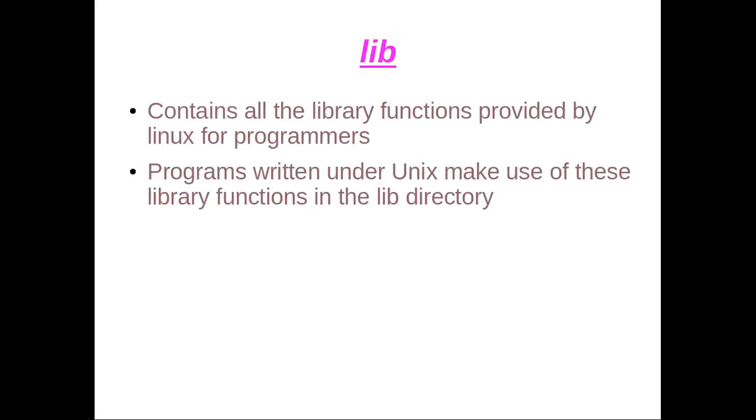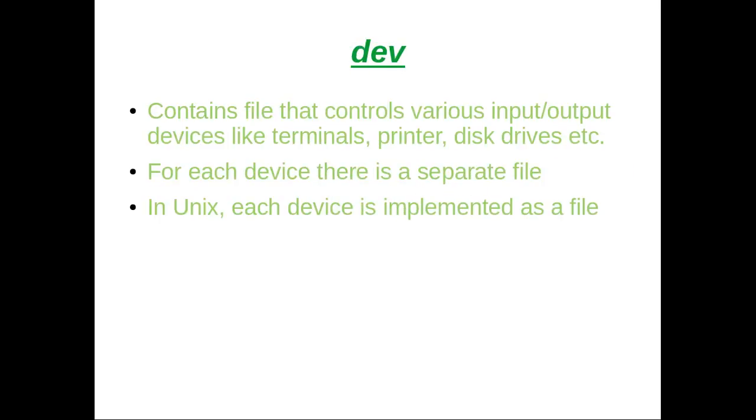Next, the lib directory contains all the library functions provided by Unix for programmers. The programs written under Unix make use of these library functions in the lib directory. Next comes the dev directory. The dev directory contains files that control various input-output devices like terminals, printers, disk drives, etc. For each device there is a separate file. In Unix, each device is implemented as a file. For example, everything that is displayed on your terminal is first written to a file associated with your terminal, and this file is present in the dev directory.